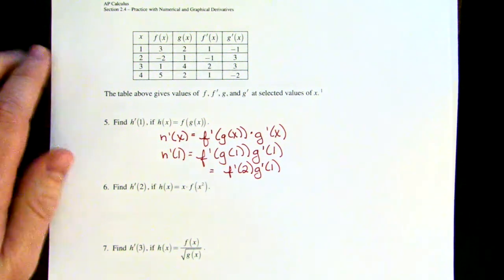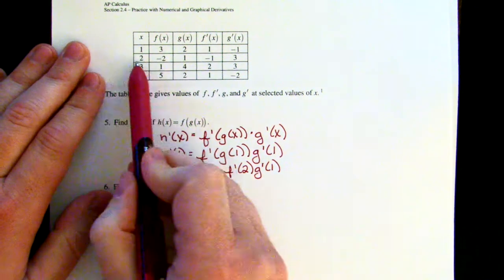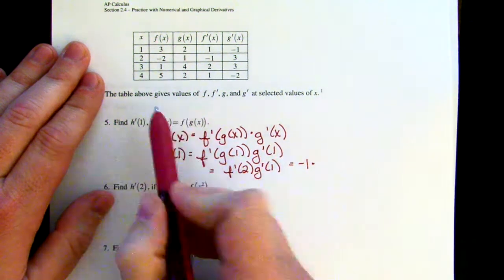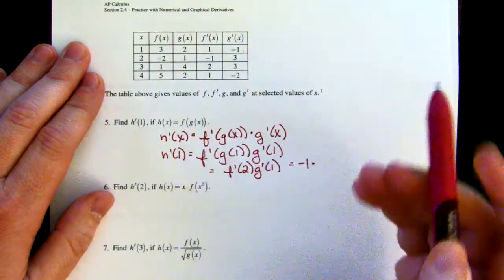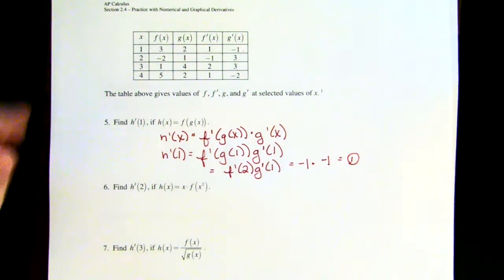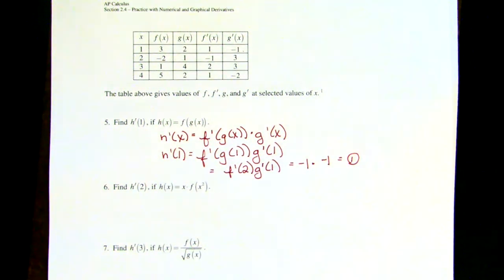Let me go pick those values out of the table. F prime of 2 is looking like negative 1. G prime of 1 is looking like also negative 1. So we're going to get 1 for an answer.